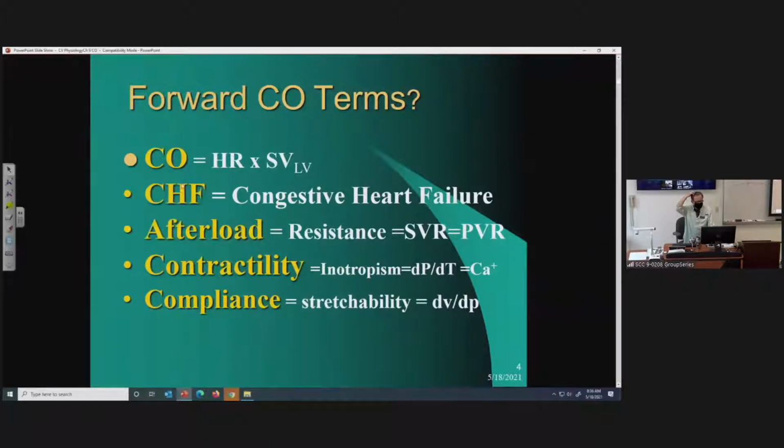So some of this stuff we already know about, cardiac output and CHF. These are terms you know about. Afterload, I asked Dr. Limegruber to describe that. It's the things that work against our heart pumping. Contractility is the upstroke of the LV contraction, and compliance is how stretchable the vessels are. We looked at that a couple chapters ago.